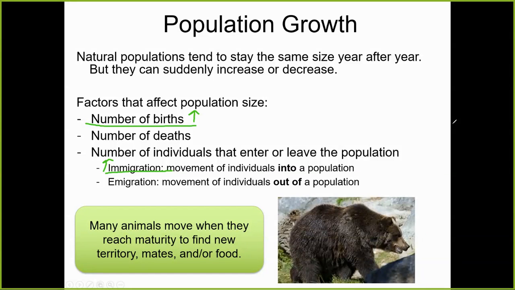So obviously births, we all know what that is. Immigration with an I means that we have movements of individuals into a population. They used to be someplace else and now they moved here. Immigration.